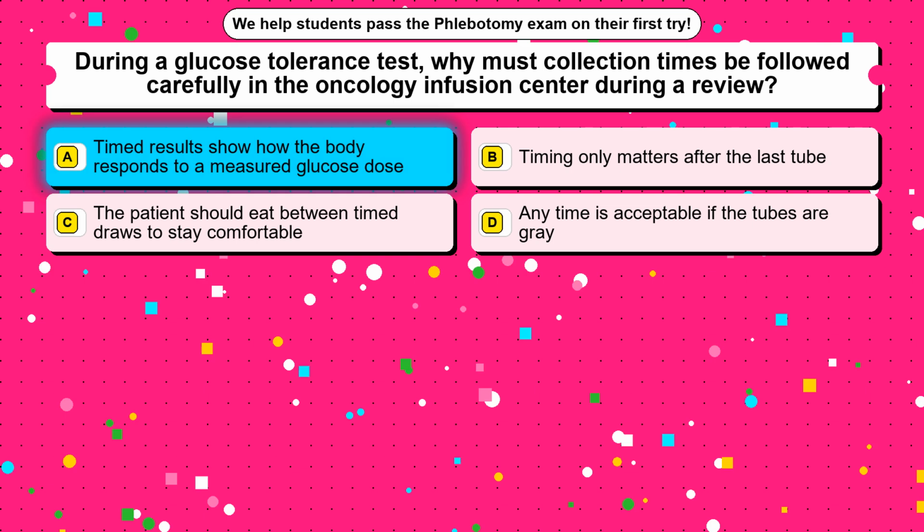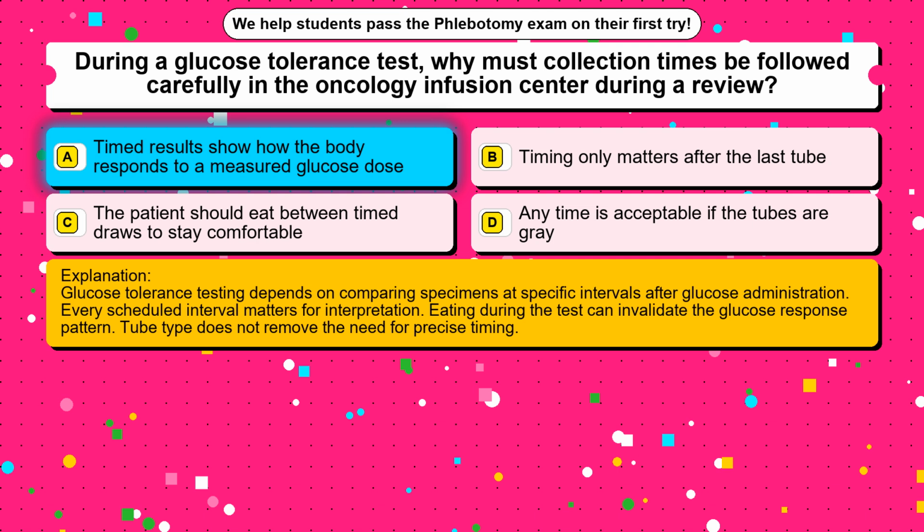The correct answer is option A. Timed results show how the body responds to a measured glucose dose. Glucose tolerance testing depends on comparing specimens at specific intervals after glucose administration. Every scheduled interval matters for interpretation. Eating during the test can invalidate the glucose response pattern. Tube type does not remove the need for precise timing.